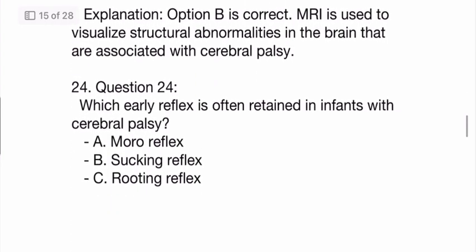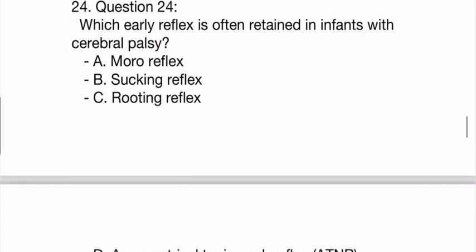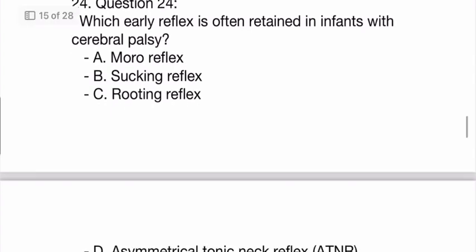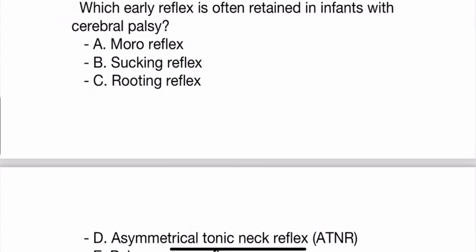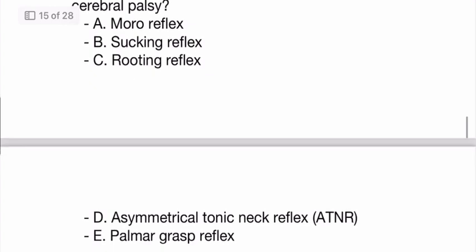Okay. Option B. 24. Which early reflex is often retained in infants with CP? A. Motor reflex. B. Sucking reflex. C. Rooting reflex. D. Asymmetrical tonic neck reflex. E. Palmar grasp reflex. Okay. So when you're looking at these reflexes, as I said, primary reflexes are usually persistent in CP. So the one that is usually retained is ATNR, asymmetric tonic neck reflex.